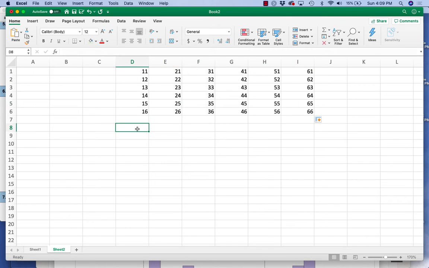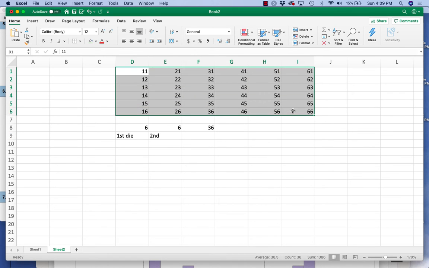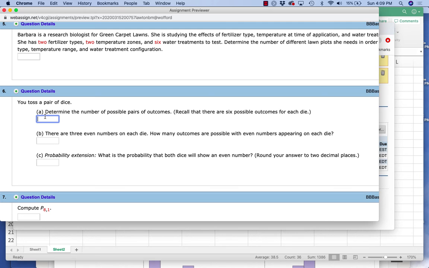Or using the counting technique that we just had, for my first die, there are 6 ways that it can land. And for my second die, there are 6 ways that it could land. And so 6 times 6 also gives me 36, which is what I found right there. So for that first question, 36 would be my answer.